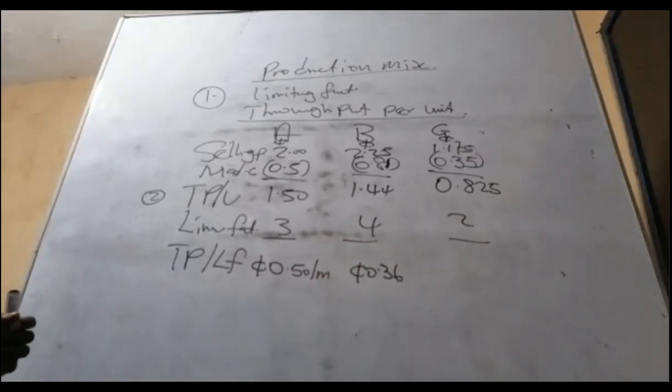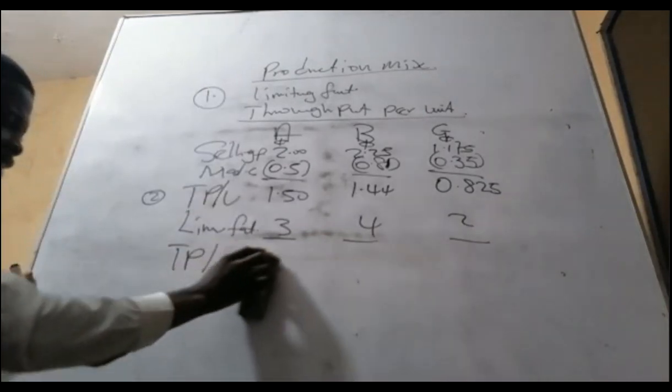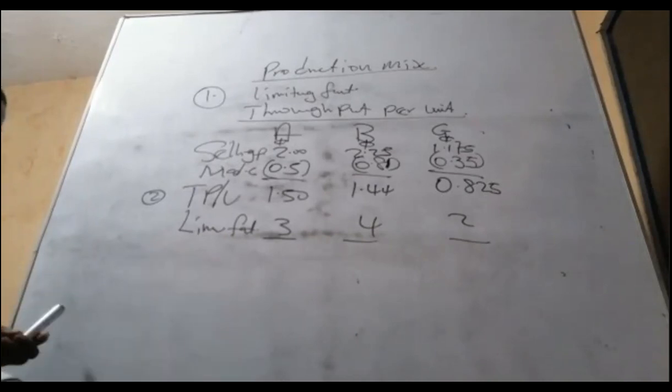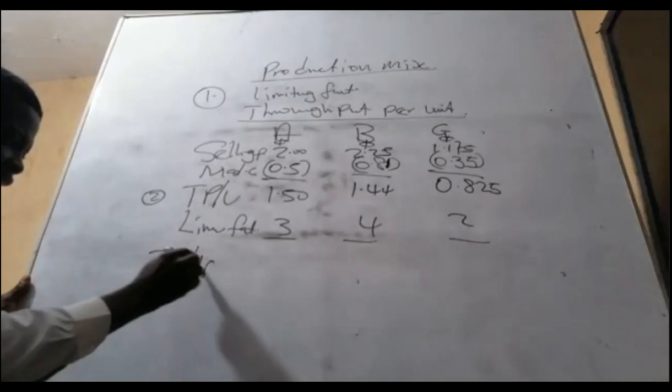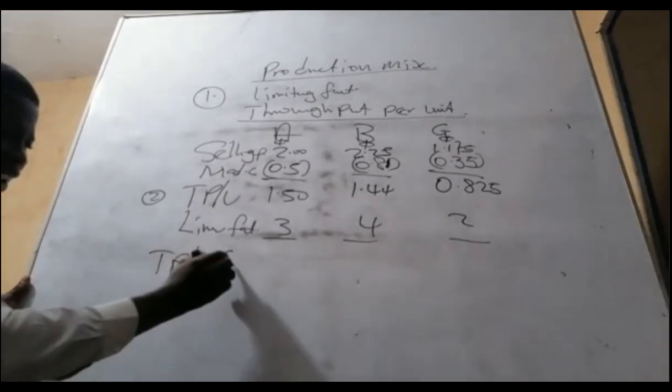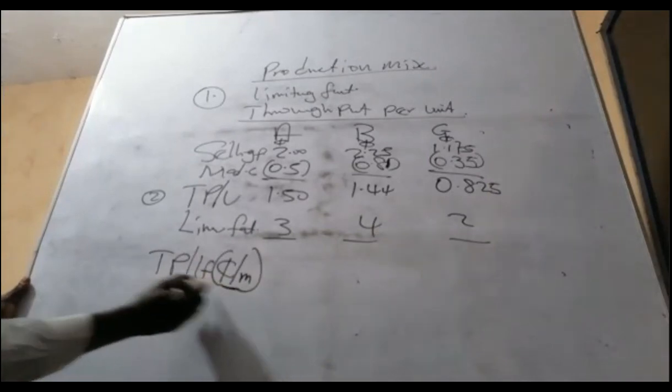How do you take the insurance? That's the margin of safety. Take insurance. How do you take the insurance? When writing this, tell the examiner that you are calculating throughput per limiting factor. Open a bracket like this. Tell the examiner that it's Ghana cedi per minute. You are working in Ghana cedi per minute. That's a comprehensive insurance. You save yourself from all trouble.